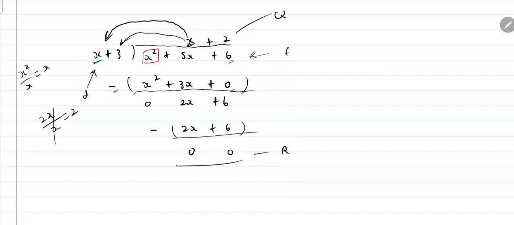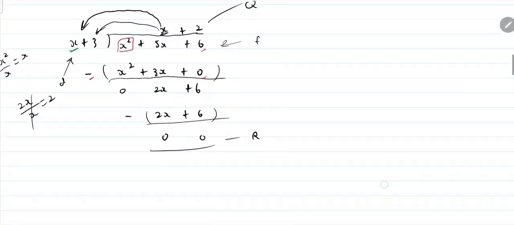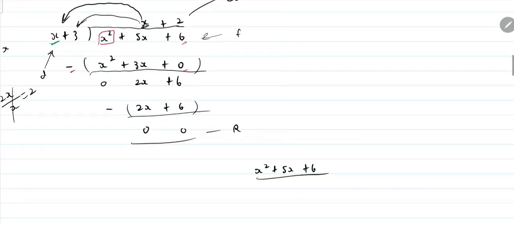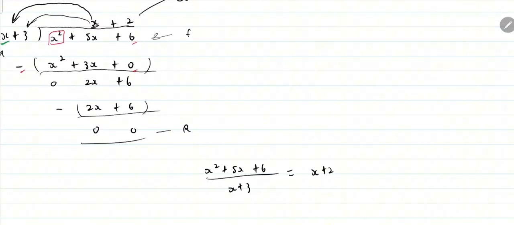So if you want to write down your answer in a complete format using the division algorithm, I'm going to have x squared plus 5x plus 6 over the divisor, x plus 3, is equal to the quotient, x plus 2. And we have nothing as a remainder, right? Because we would have put plus the remainder over the divisor. But since the remainder is 0, then you have nothing there. So this is the answer.